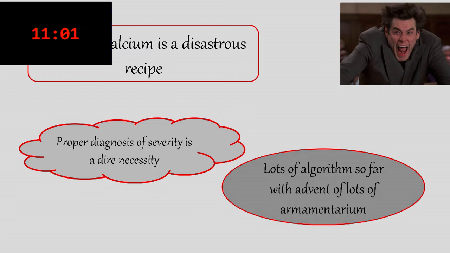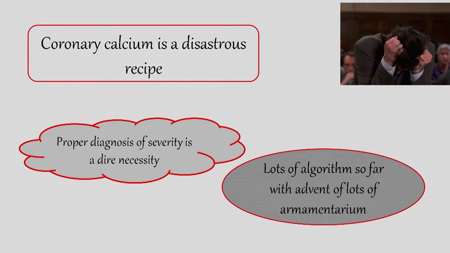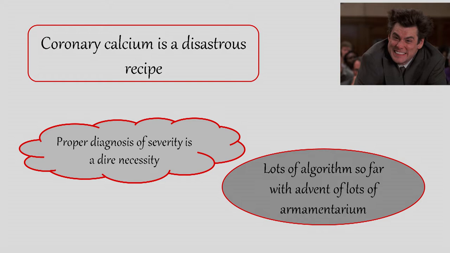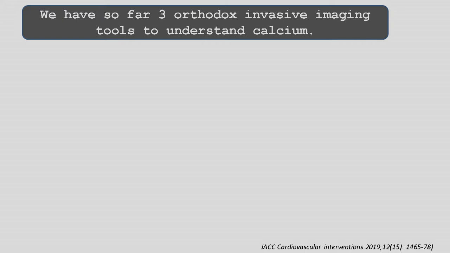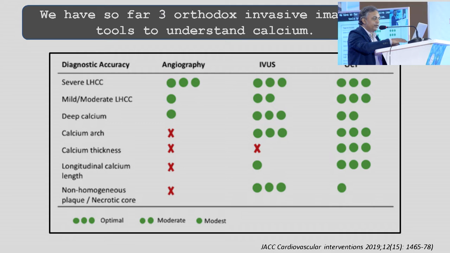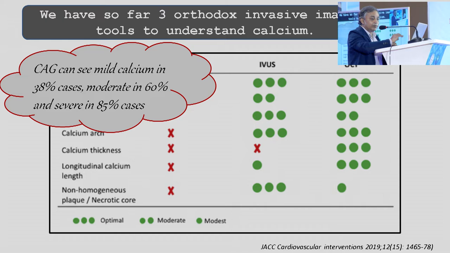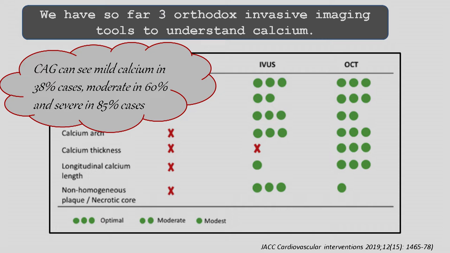Calcium is a disastrous recipe, no doubt about it. Proper diagnosis of severity is very important before touching it, and there are lots of algorithms so far, with the advent of lots of armamentarium. We have three orthodox imaging tools to understand calcium, which is the most important thing to treat it: angiography, IVUS and OCT. Among them, angiography itself can detect mild calcium in only 38% of cases, and severe calcium in only 85% of cases. That means 15% of cases can be missed even by angiogram.